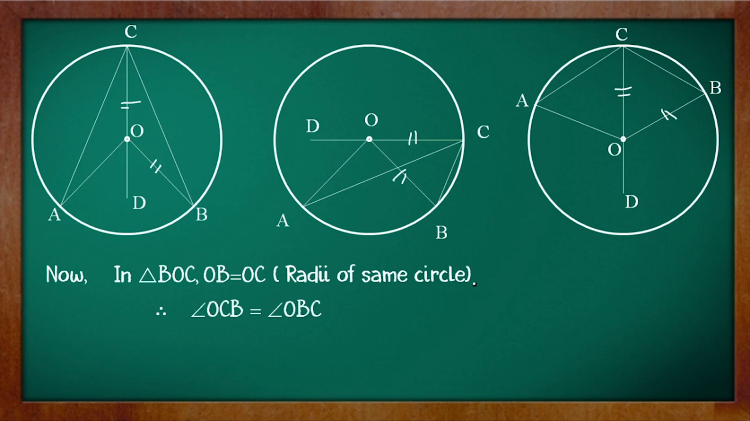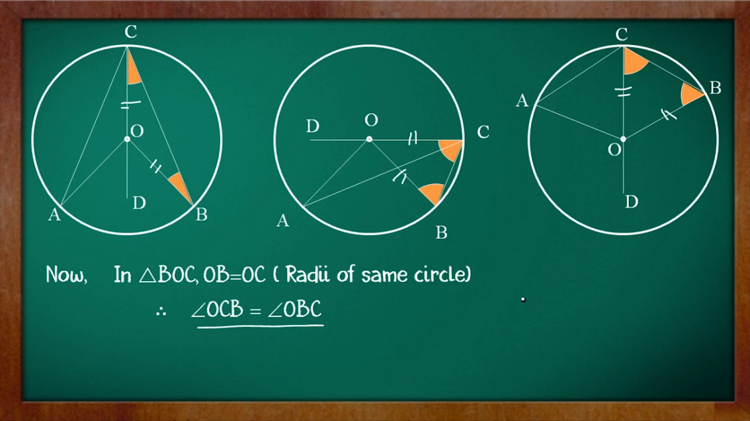So we have angle OCB. Angle OCB is equal to angle OBC. That means this angle OCB will be equal to angle OBC. Here also we have these two angles equal, and here also we have these two angles equal.